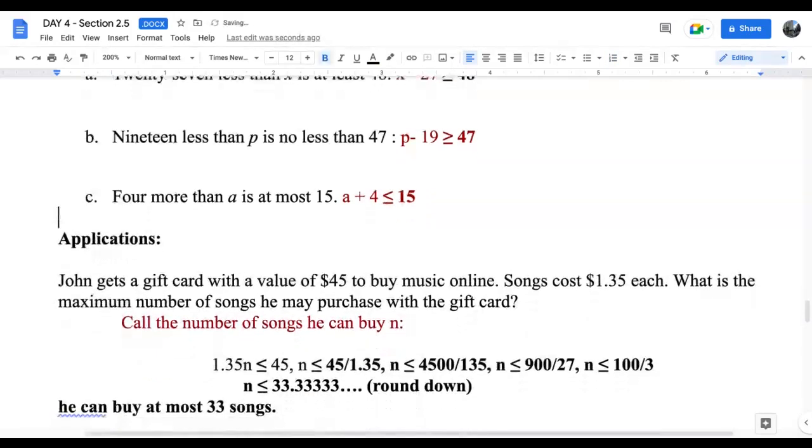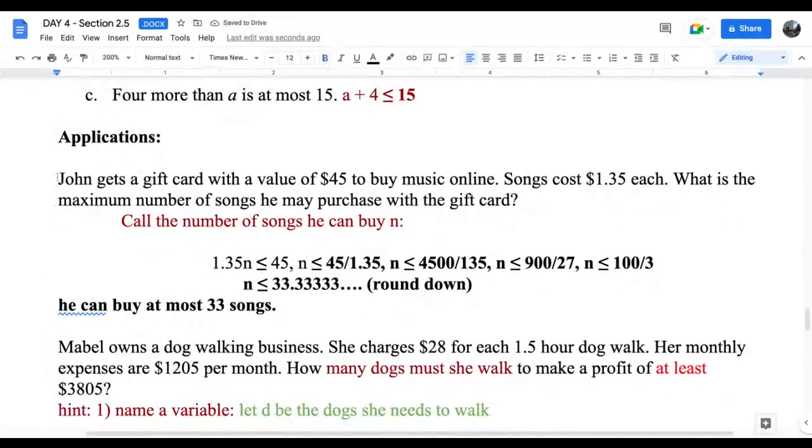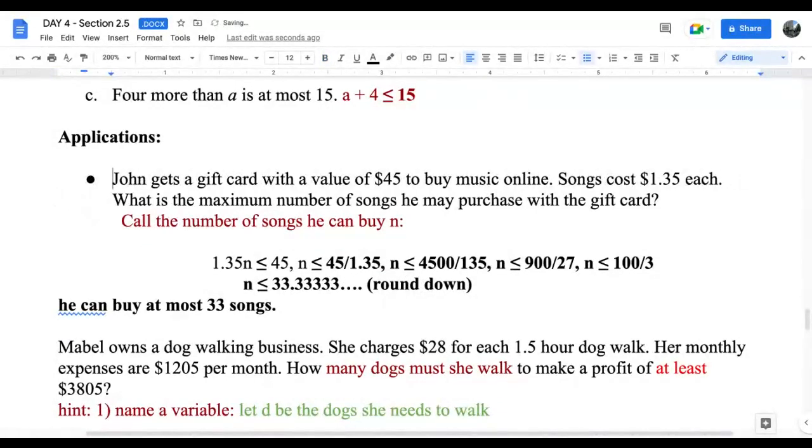Let's see with word problems. John gets a gift card with a value of $45 to buy music online. So he only has $45, right? He cannot spend more than $45. He can spend at the most $45. Songs cost $1.35 each. Right? So depends on how many songs he will buy, but each one costs him $1.35. So question, what is the maximum number of songs he may purchase by using this $45 gift card?